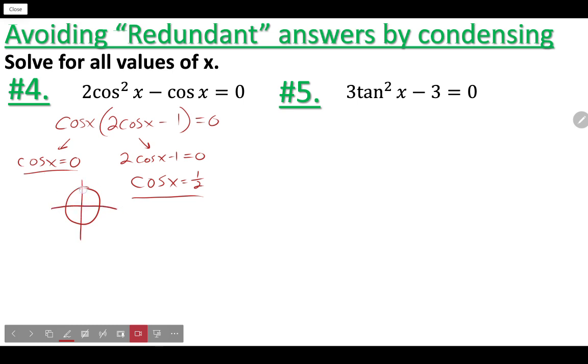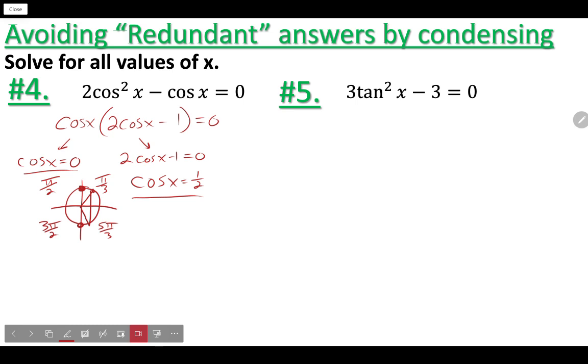First one's cosine of x equals 0. That's going to be up here at pi over 2, down here at 3 pi over 2. And then cosine's 1/2. That's going to get me these two solutions of pi over 3 and 5 pi over 3.